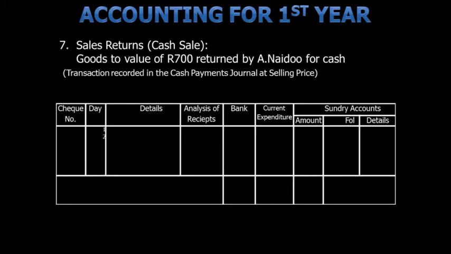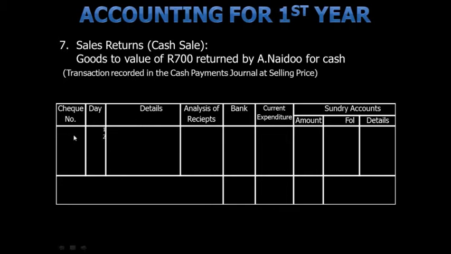Next, a sales return with regards to a cash sale. Goods to the value of 700 Rand are returned by A. Naidu for cash. This transaction is recorded in the cash payments journal at the selling price. Remember, a sale is recorded in a cash receipts journal with regards to a cash sale. So in this case, where a sale is returned, the opposite is true, and the payment is then recorded in the cash payments journal.